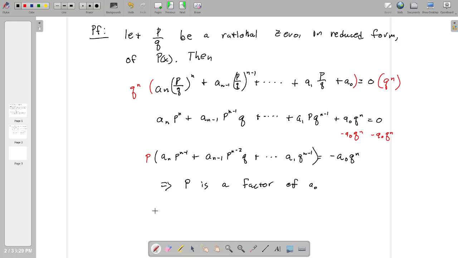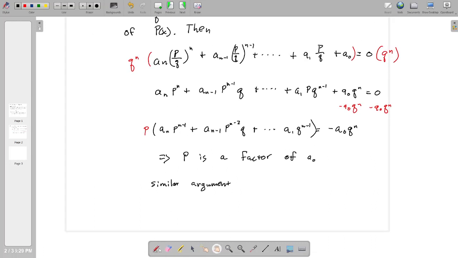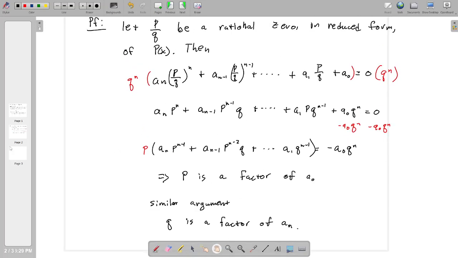We can make a similar argument that will show that q is a factor of a sub n. And that's really all I want to show in the proof.